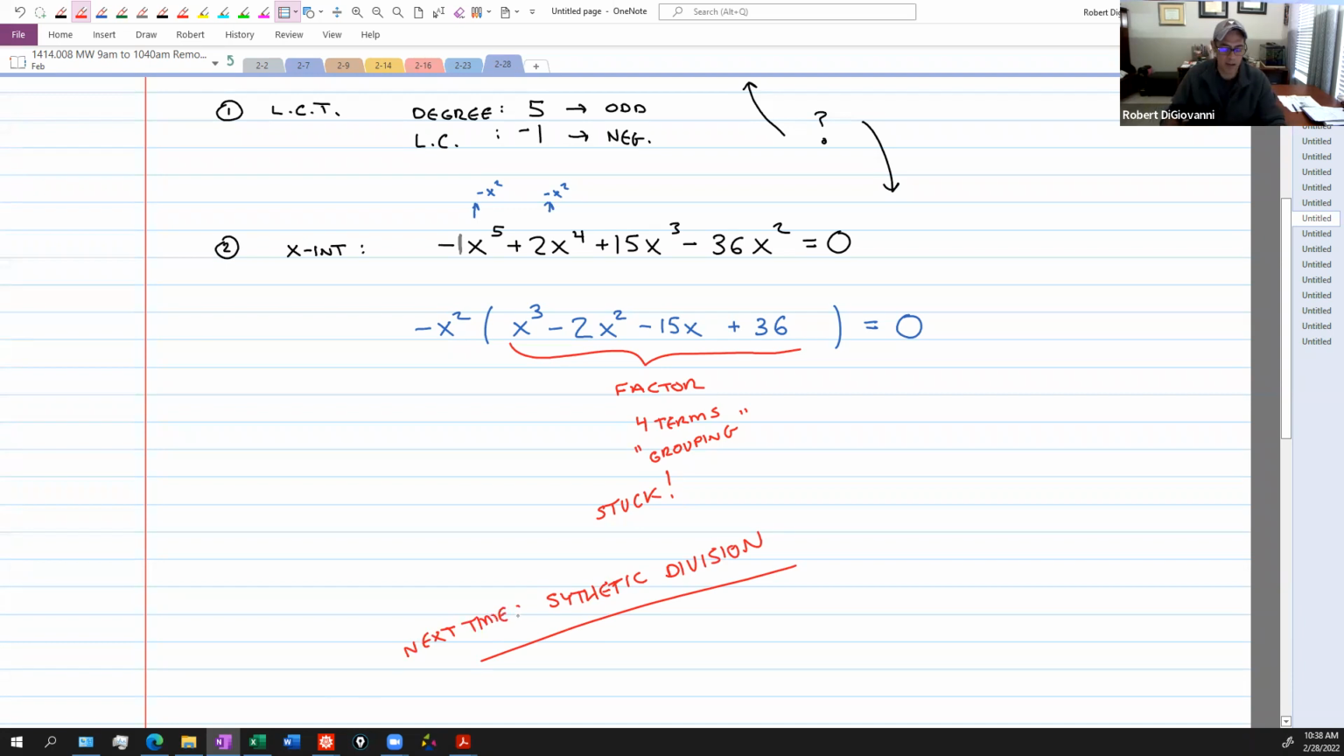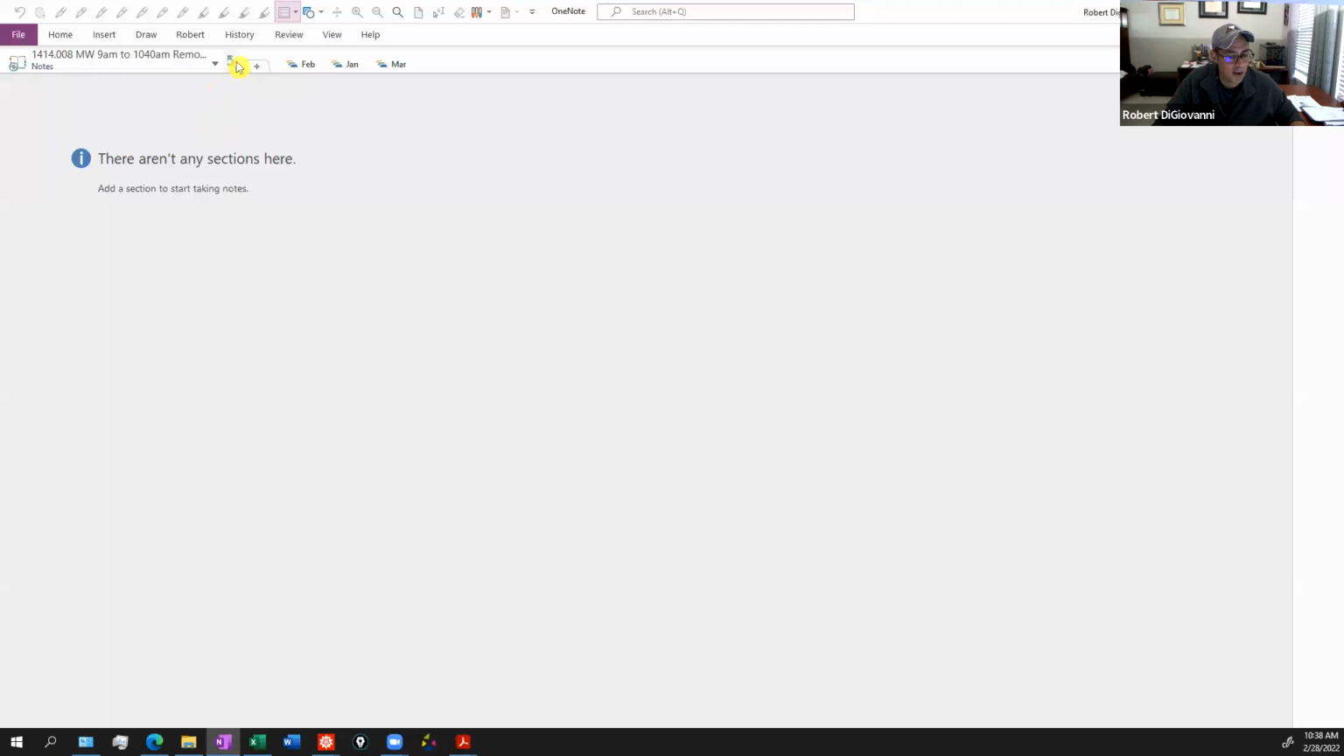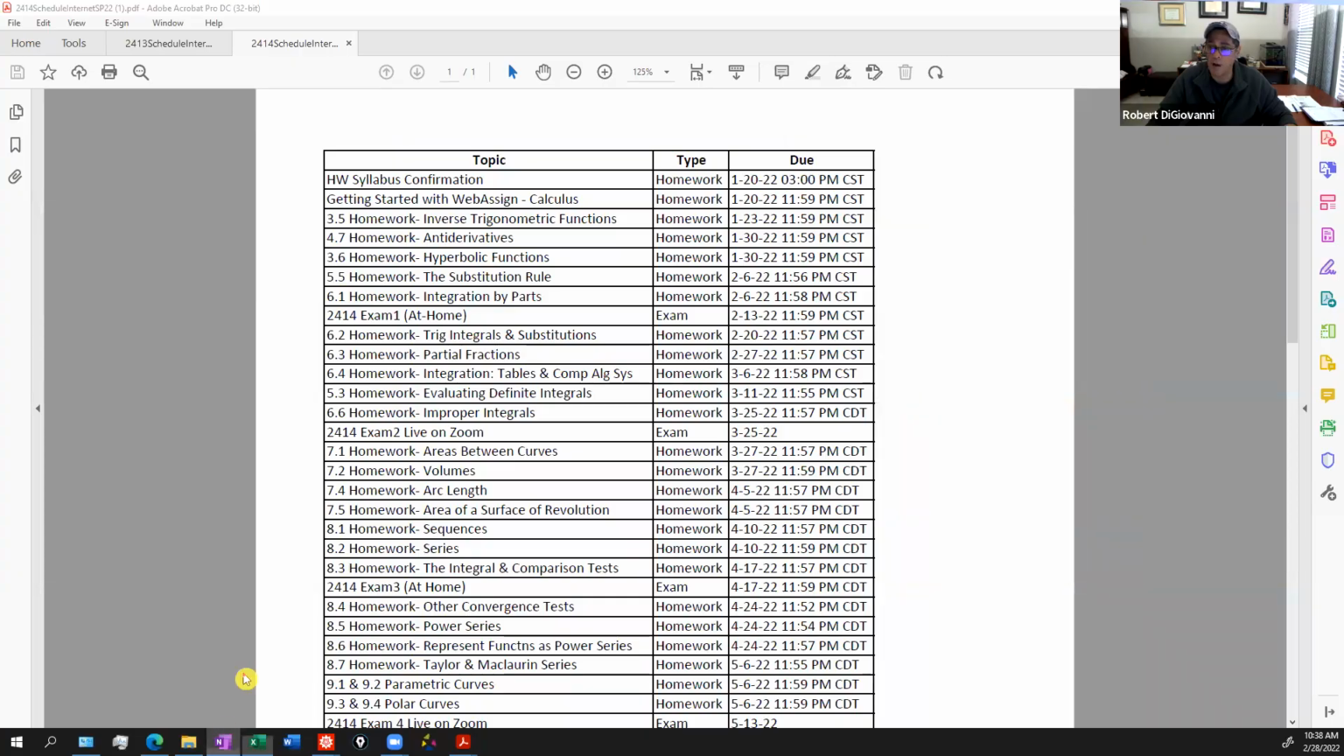So because we weren't able to really get that far, here's what I'd like for you to do for homework. On the online system, go ahead and do the homework for quadratic inequalities. So 4.5, go ahead and do that homework online. Other than that, don't do anything else online for homework. Instead, I want you to try and just do a couple of problems here.